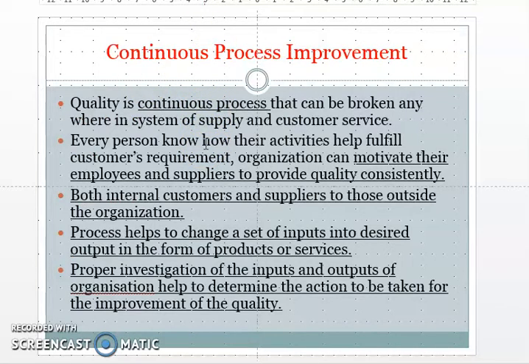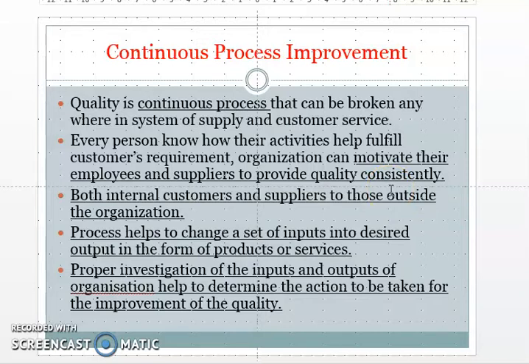Next, we will see continuous process improvement. Quality is a continuous process that can be broken anywhere in a system of supply and customer service. Every person knows how their activities fulfill customer requirements, and the organization can motivate these employees and suppliers to provide quality consistently. Okay, it is not a one-time activity. Always you have to improve, because customers' needs are changing. You have to compete with your competitors. For that purpose, you have to always be alert.